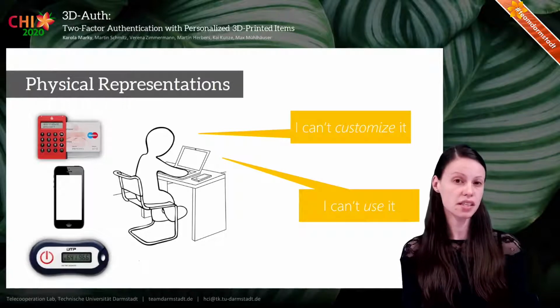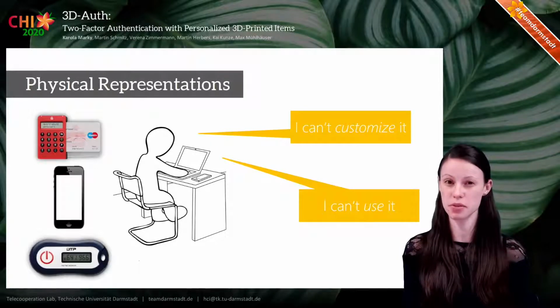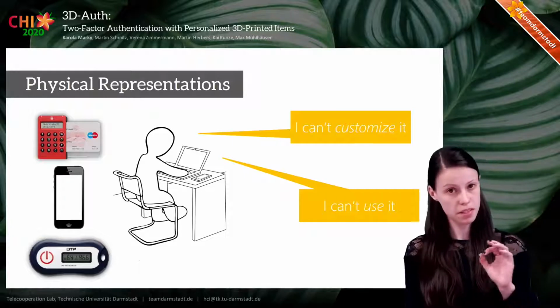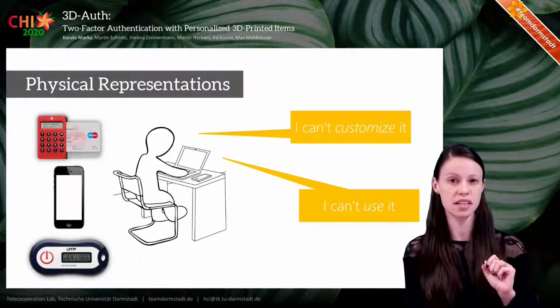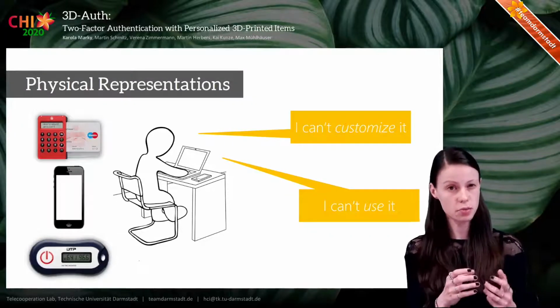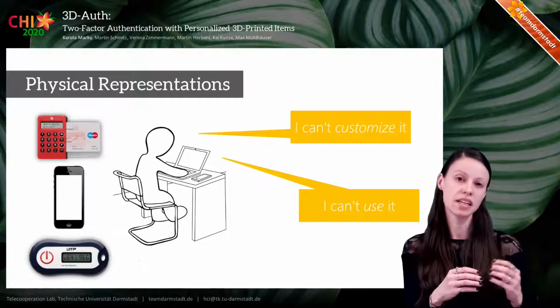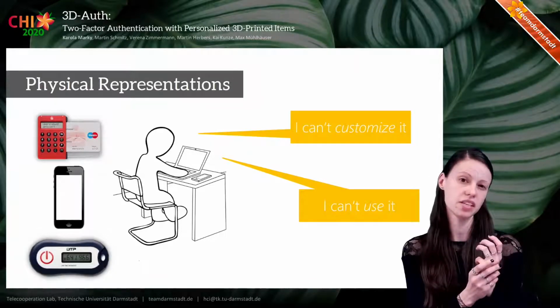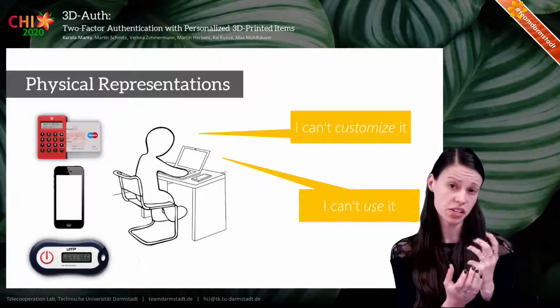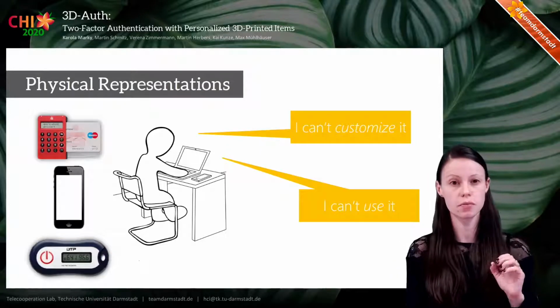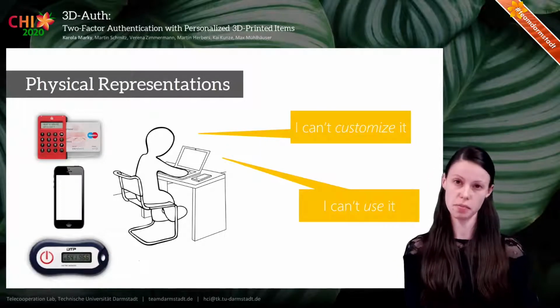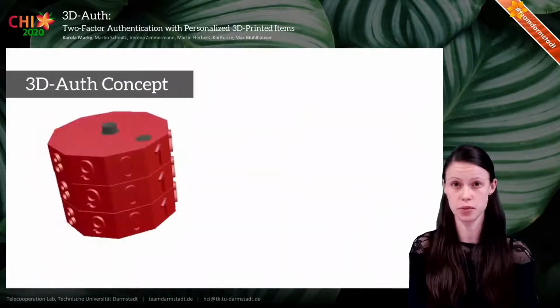With this in mind, I would like to introduce the concept of 3D-Auth to you. Please also consider that when we made 3D-Auth, we didn't want to improve an existing physical representation. We just wanted to start anew from scratch, while also trying to address some weaknesses of the password. So how does 3D-Auth work?